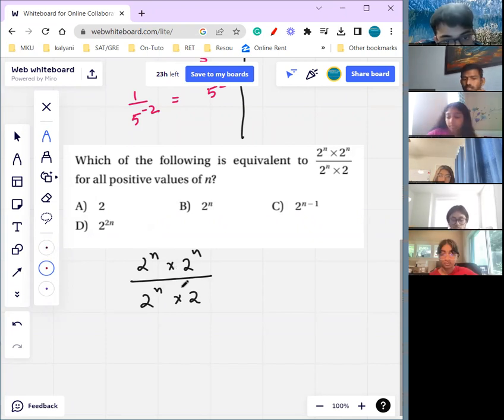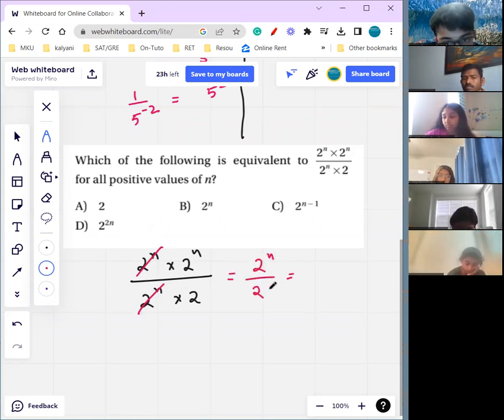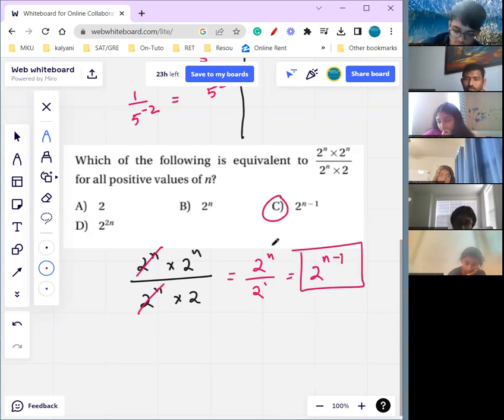Since there is a multiplication in between, I can cross these two out. I'm only left with 2 to the n over 2. And then 2 to the n over 2 to the 1 means same base, you subtract the exponents. That's going to be 2 to the n minus 1. Yeah, C is the answer for this. Good to go? All good?